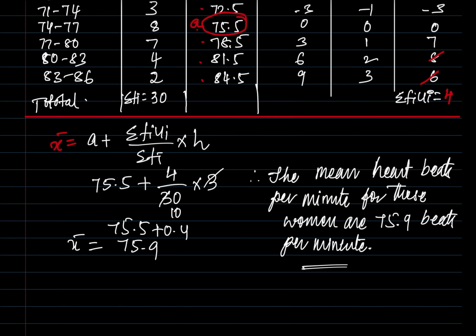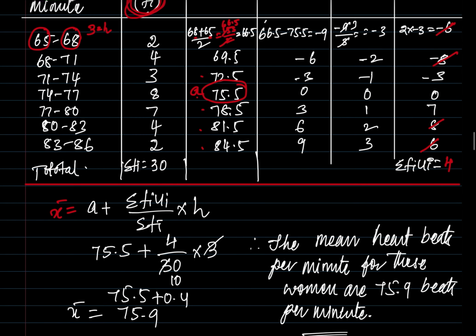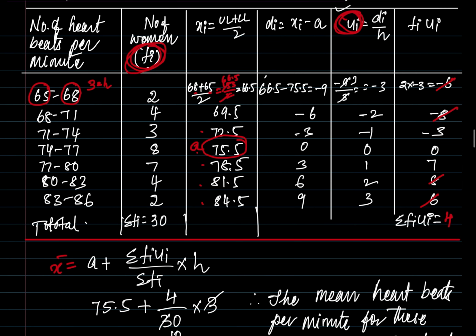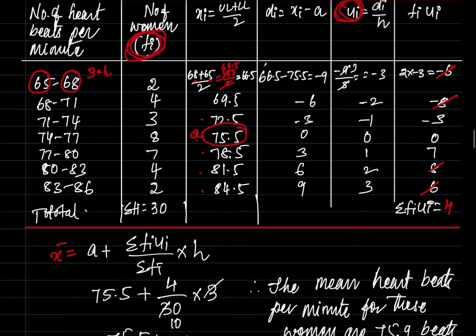So this is our step deviation method. I hope you have understood this step deviation method, and this chapter is very important. Statistics is very important. You will get 8 marks from this chapter. So approximately 8 marks. I'm not saying exactly 8 marks, but approximately 8 marks for sure. Okay. So practice hard. I hope you understood all the three concepts of mean.